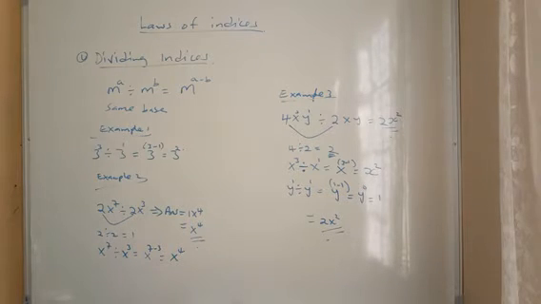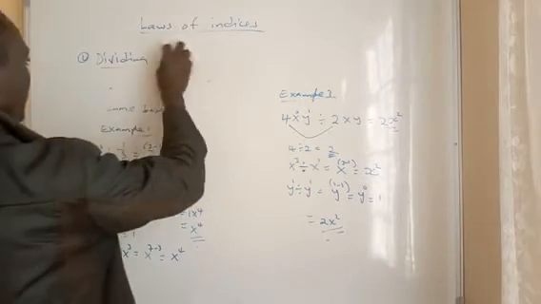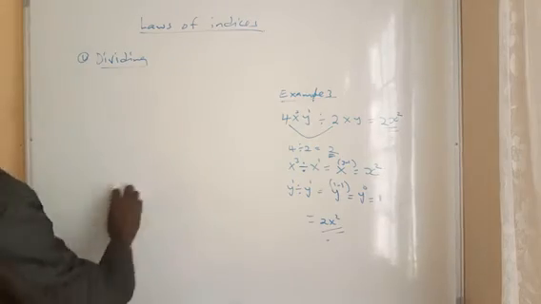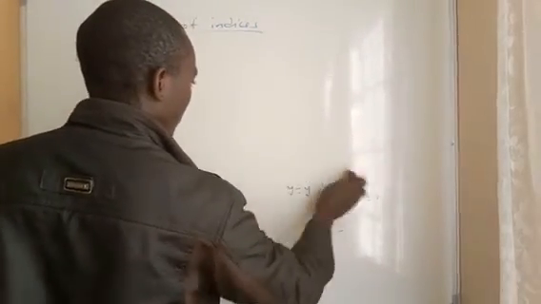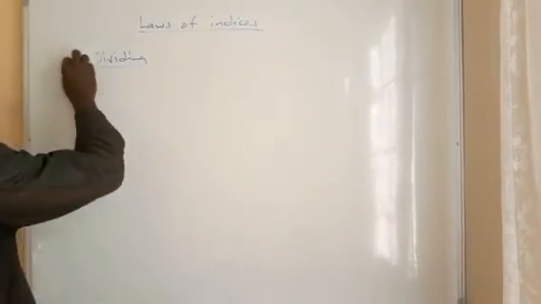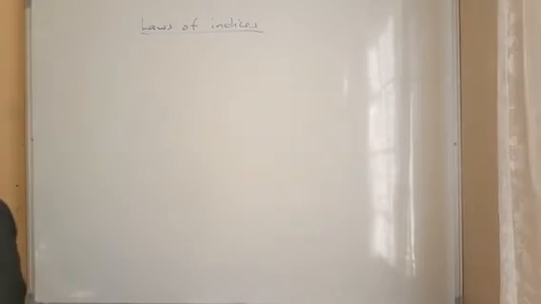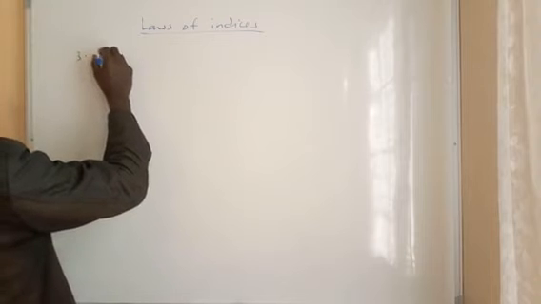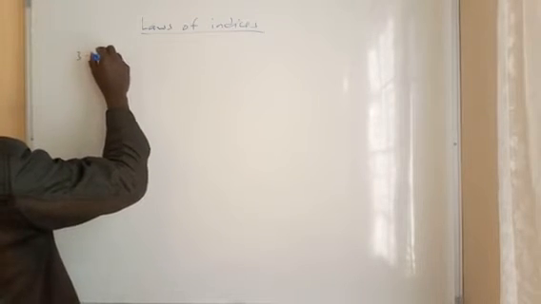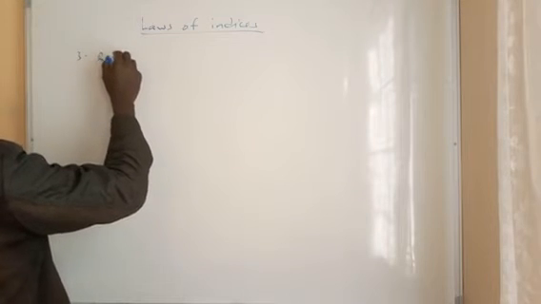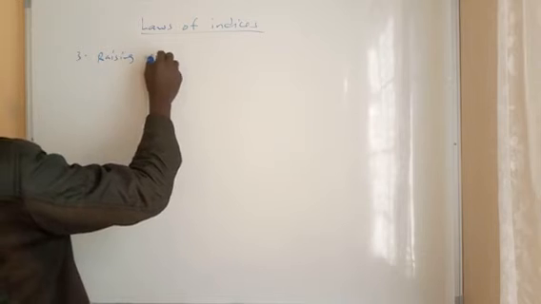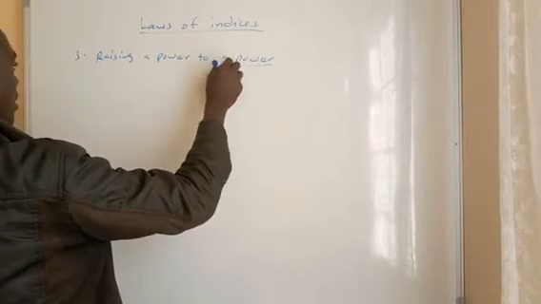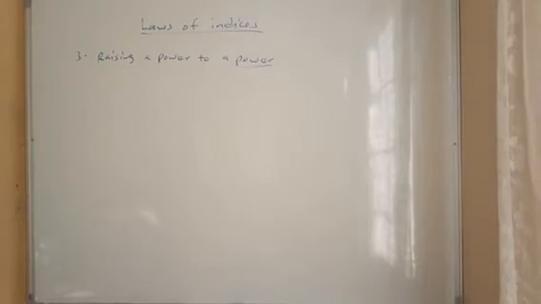Let's look at law number 3, the third law of indices. The third law is raising a power to a power. That is the third law of indices.